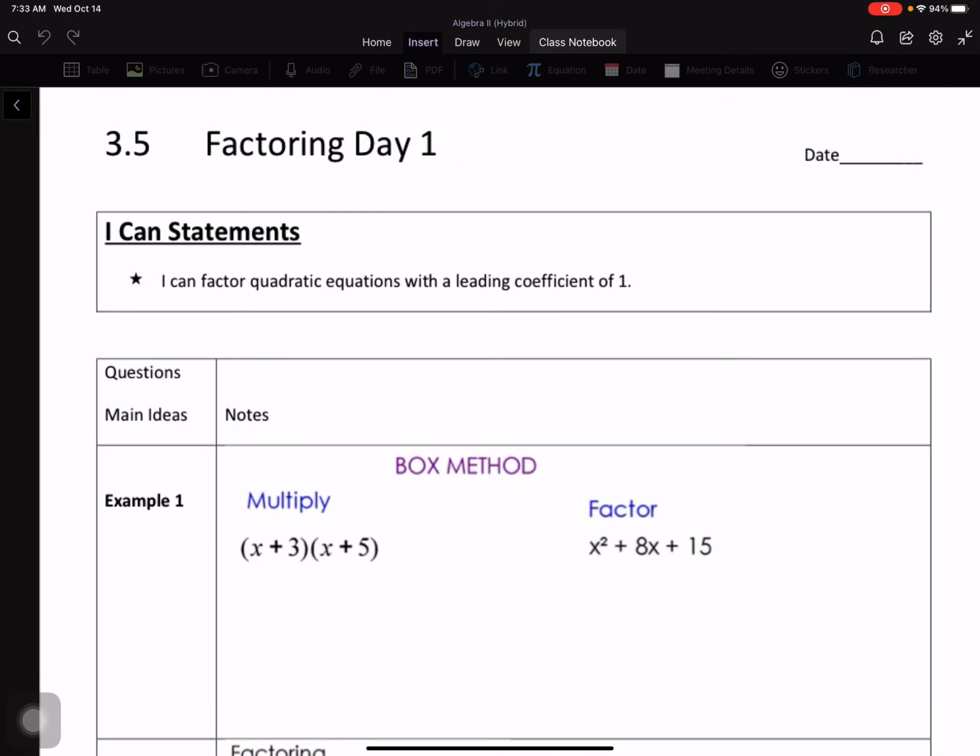All right, we are on to 3.5 factoring. So it's kind of a long process, might take a little bit to get going, but once you get the hang of it, hopefully it'll start to fly by.